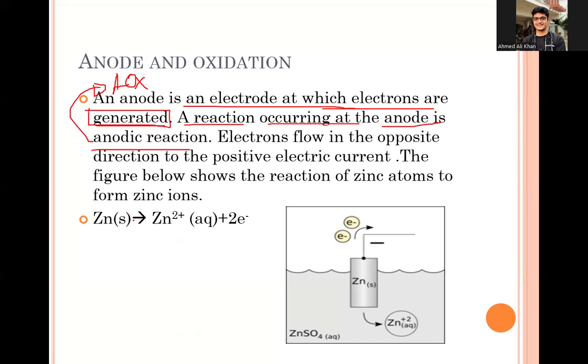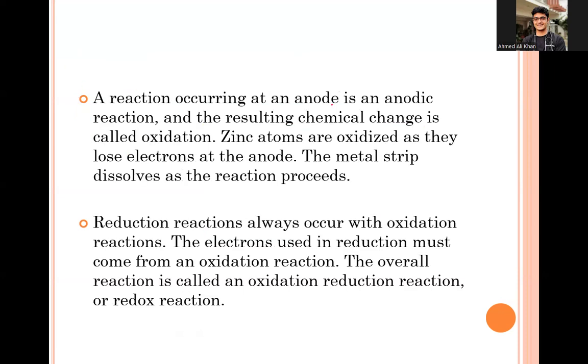The reason is that when a negatively charged ion gets oxidized at the anode, it will lose electrons, obviously. And when it loses electrons, it will generate electrons. And those electrons will be carried over to the battery and given over to the cathode where they will be gained by that positively charged ion, right? So it's kind of a cycle. Okay. So a reaction occurring at an anode is an anodic reaction, and the resulting chemical change is called oxidation. So remember, guys, anox, right?